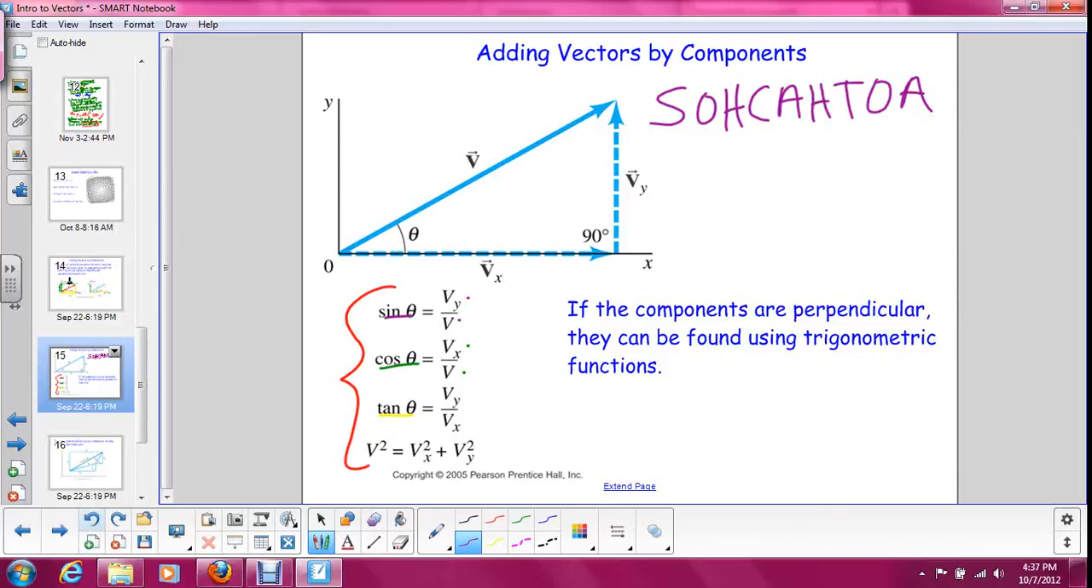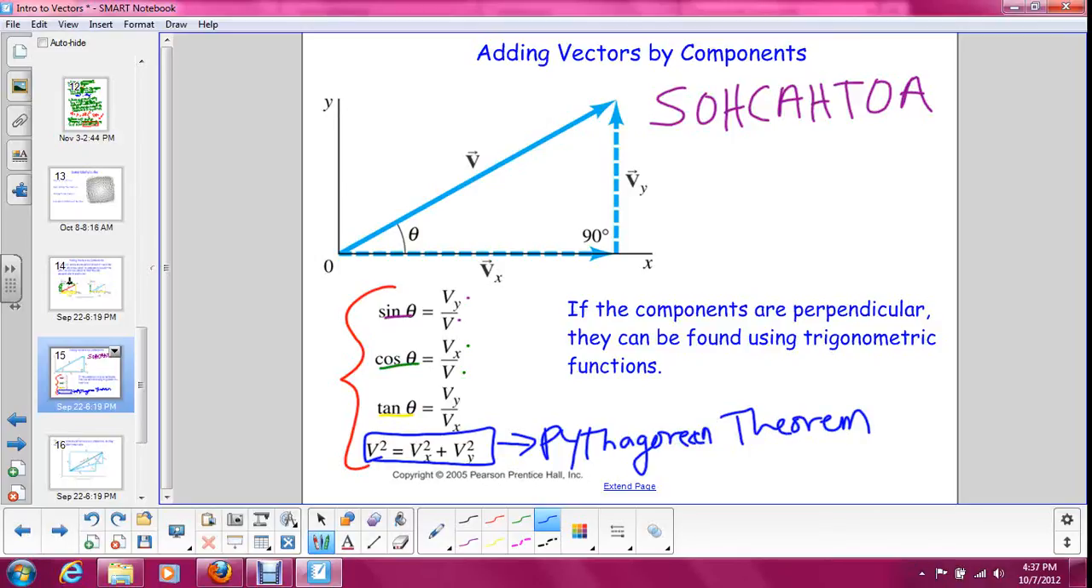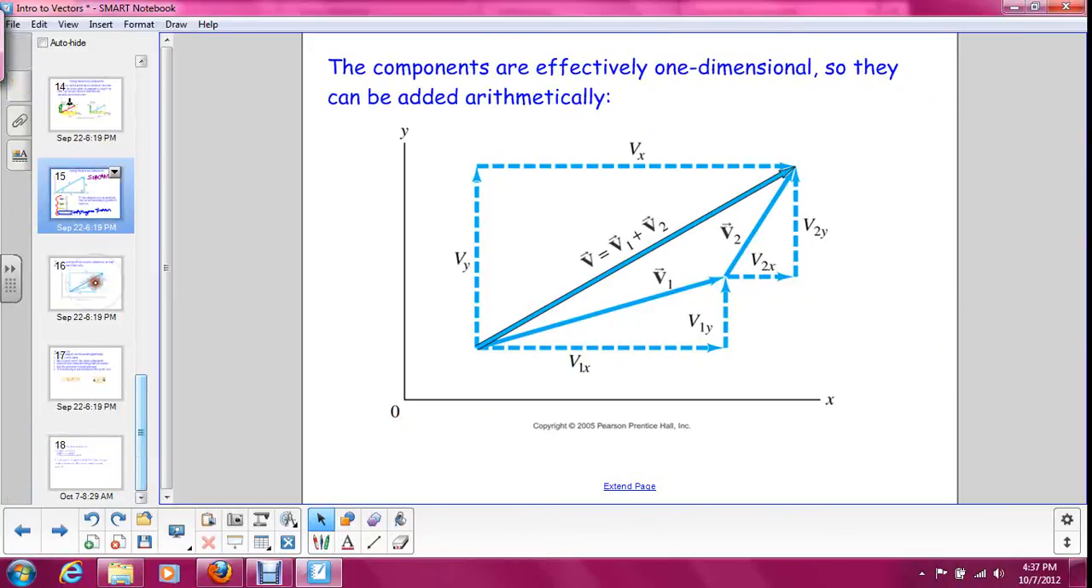Another really nice thing about this, keeping your coordinates perpendicular to each other, is that you can use the Pythagorean theorem, which always comes in handy. So if you can, always make your component vectors perpendicular to each other. It just makes it so much easier in the long run. When you add components, you can just add them arithmetically, which means you can just add them together.